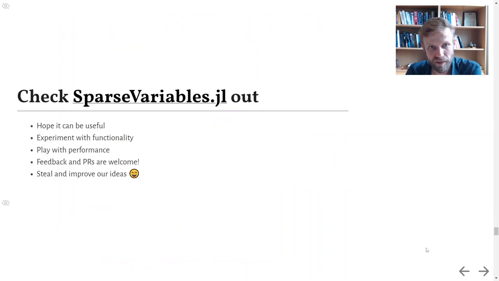So please check SparseVariables out. We hope it can be useful. Play with it, give us feedback or PRs, or even better, steal and improve our ideas and integrate them into JuMP properly.